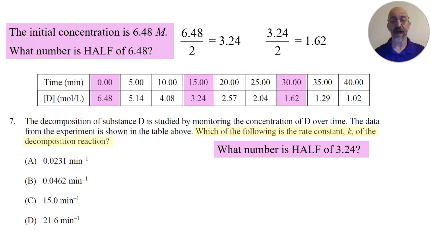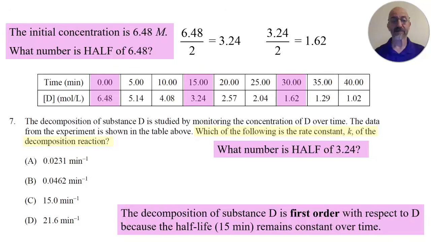That's another half-life period. So what we can say in question 7 is that the decomposition of substance D is, in fact, first order with respect to D. And the reason we can say that is because the half-life, which happens to be 15 minutes, does in fact remain constant over time.